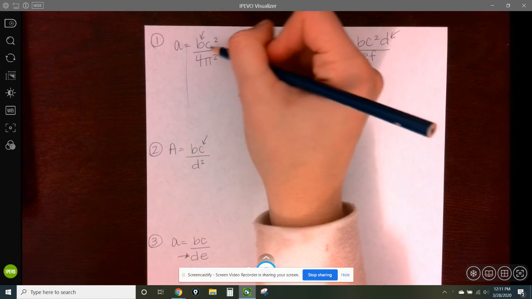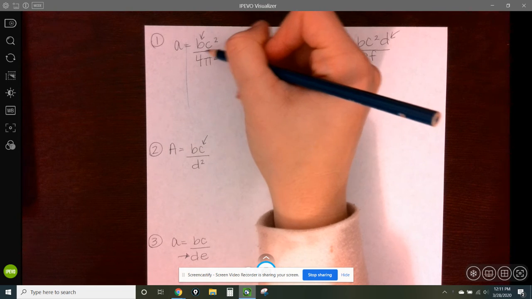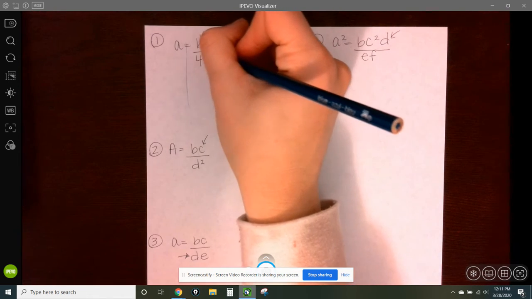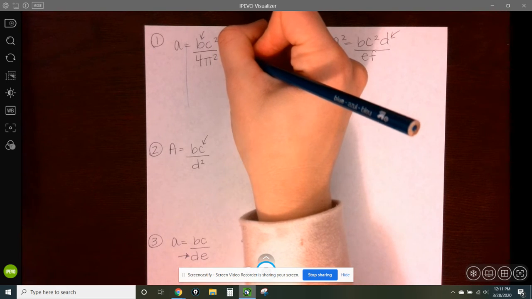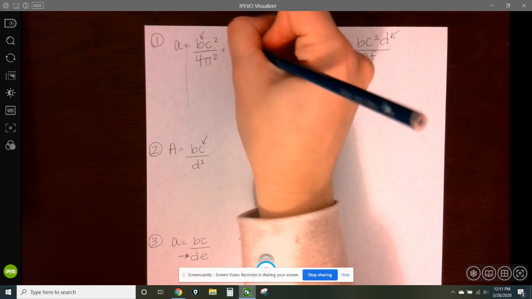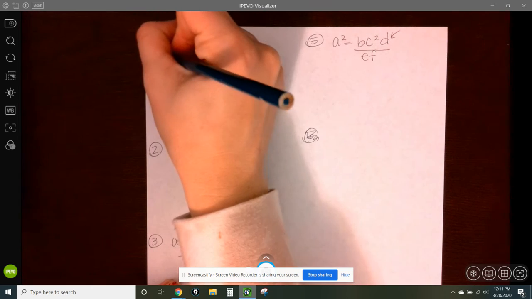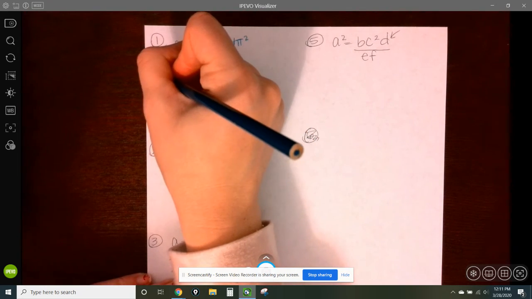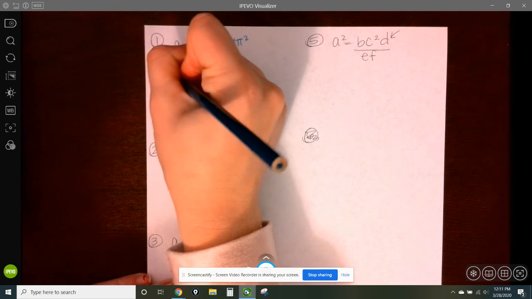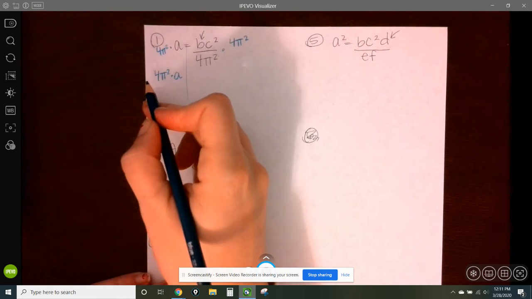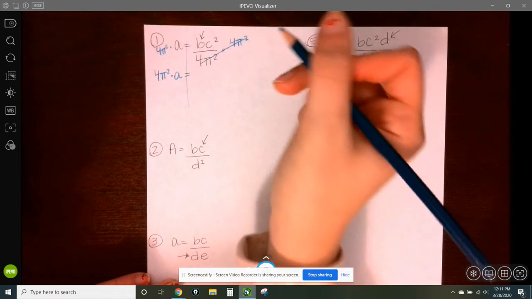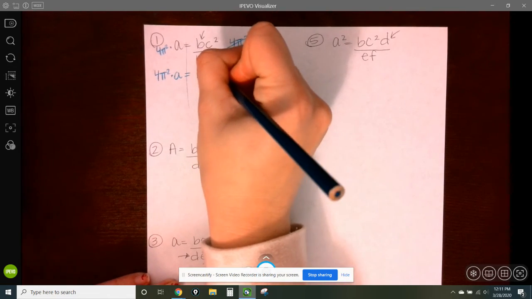So in order to solve for something that's in the numerator of a fraction, we have to get rid of the denominator of the fraction first. So right now this whole thing is being divided by 4 pi squared. So I'm going to multiply by 4 pi squared on both sides. So on the left, I get to just leave that as 4 pi squared times a, or you could have put a times 4 pi squared. That doesn't matter. On the right, those canceled out, and I'm left with bc squared.